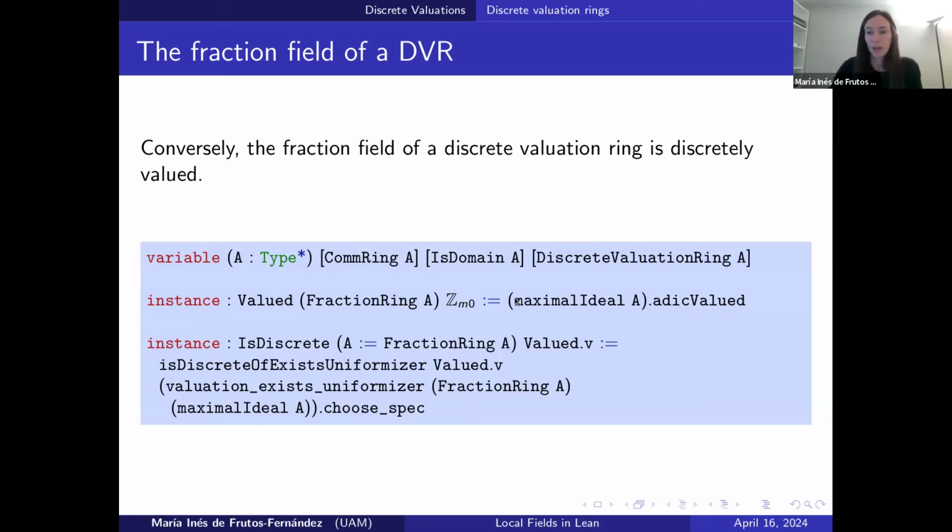This is something that I had done in the past, and this is available in Mathlib for any Dedekind domain. So in particular, we can use it here. And something that is new to our project is the proof that this is actually discrete. But essentially, this follows from the fact that we already knew in Mathlib that these kinds of valuations have uniformizers.